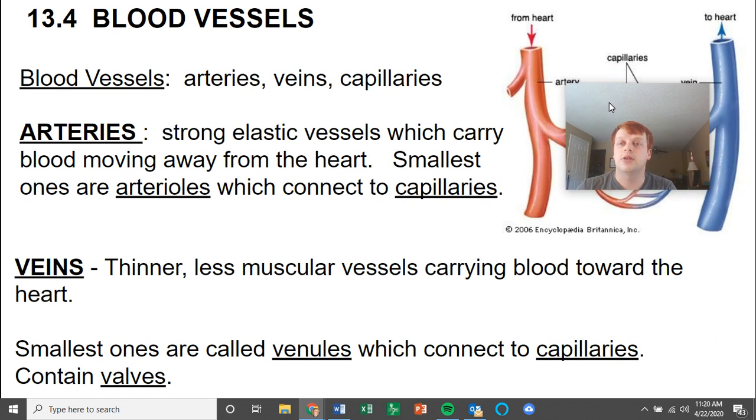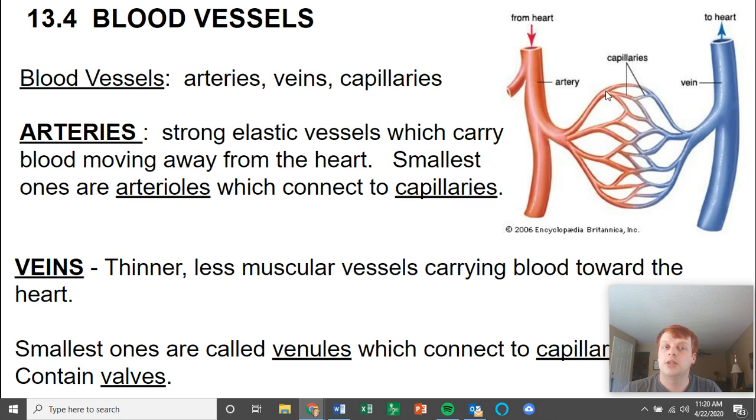So now we're moving into 13.4, which is our blood vessels. When we're talking about blood vessels, there are 3 major categories. You've got arteries, which carry blood away from the heart, veins, which carry it to it, and then capillaries. Arteries are vessels which carry blood away from the heart. I remember that because A for away is for arteries. The smallest ones, if we look at this image here, are called arterioles. And the arterioles connect to the capillaries right here.